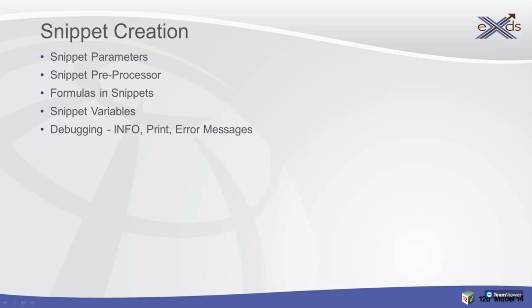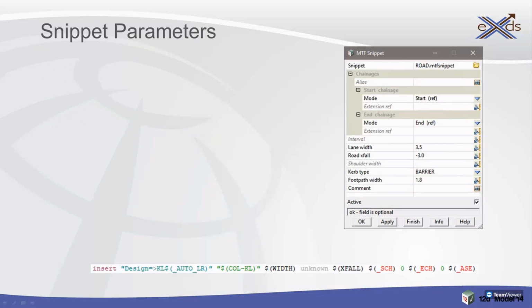So we'll quickly run through parameters and preprocessors, but then we'll look at formulas and do a bit more on variables. And something I did in the last training, which everyone found really useful, was debugging snippets, going through error messages and things like that and actually understanding what's going on with them. So we'll do a bit of that at the end.